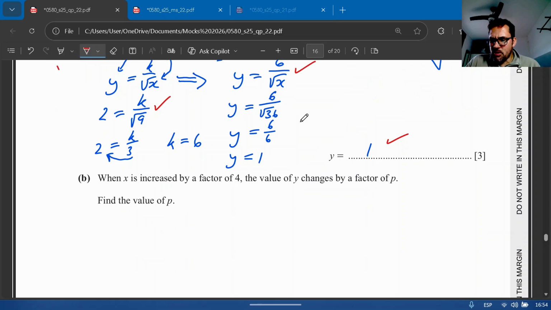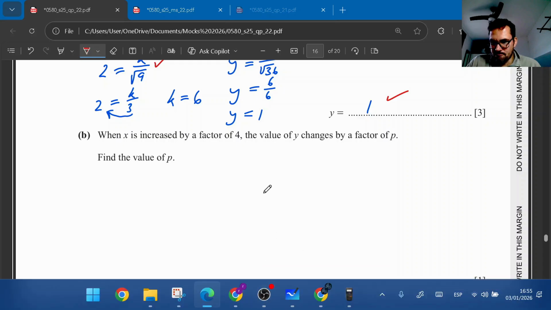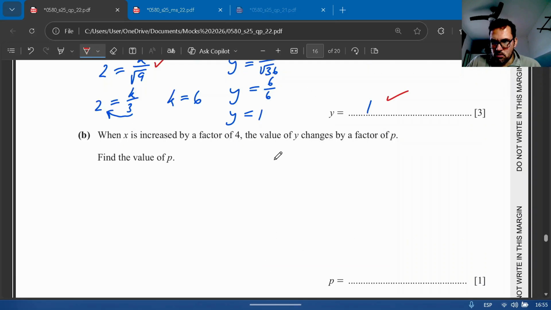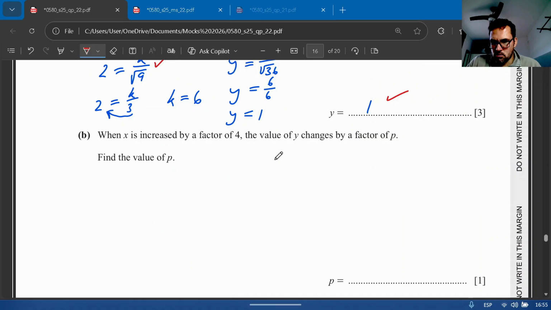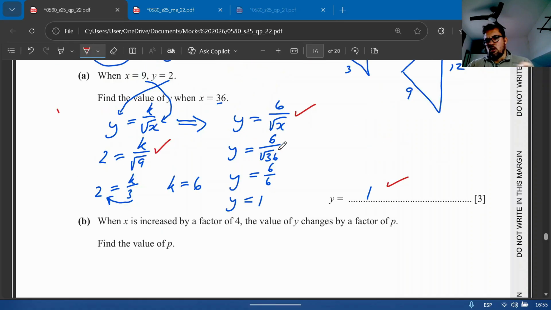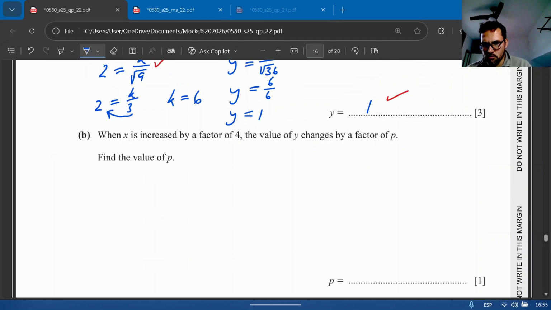Then it says when x is increased by a factor of 4, find the value of y. No. When x is increased by a factor of 4, the value of y changes by a factor of p. Find the value of p. 1 mark. I don't know. What are they doing here? When x is increased by a factor of 4. Let's just see. Okay. So when x was 9, y was 2.